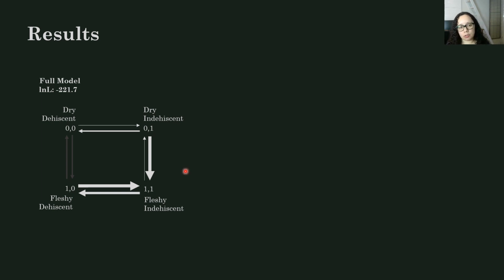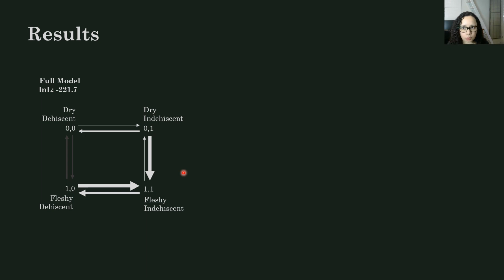So here's how the results look. For each model, the thickness of the arrows represents transitions that happen more frequently. So if they're thicker, more frequent. And I am also showing you, just for reference, the likelihood of each of them. For the full model, the two biggest arrows point to fleshy indehiscent, saying that indeed the path would be first a change in dehiscence and then towards fleshy. But we also have many transitions between the two fleshy combinations here, most likely because this one is very rare, so the model was trying to explain the rarity by allowing many transitions towards it, but many more away from it.